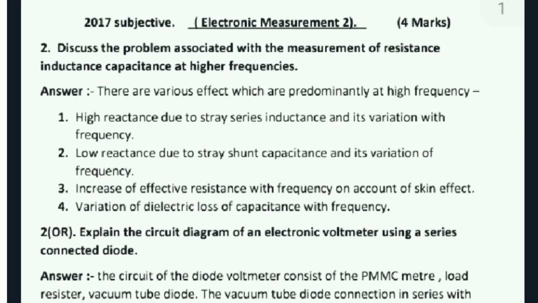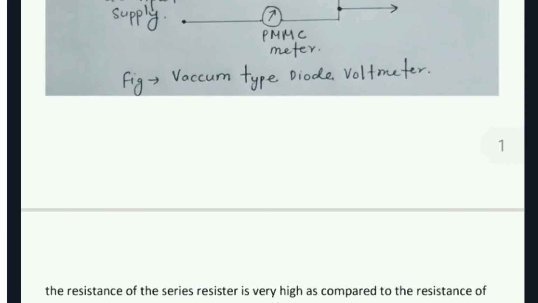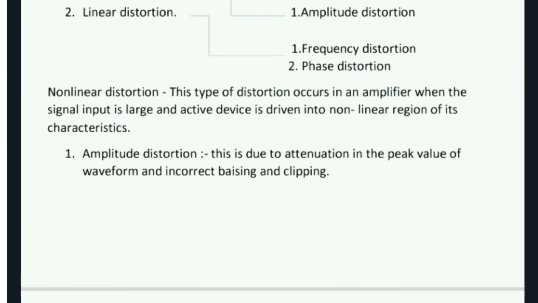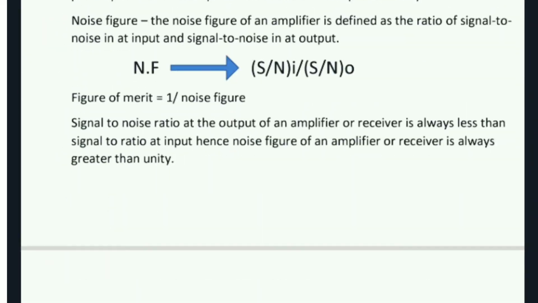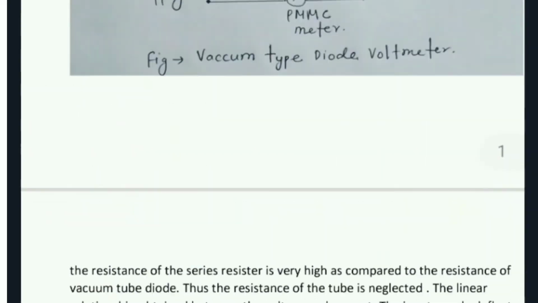Friends, today we are going to discuss some subjective questions of Electronics Measurement 2, which is our subject in the diploma in electronics, 5th semester. These questions are from 2017 and all questions are important for our upcoming examination. So let's move to the questions.